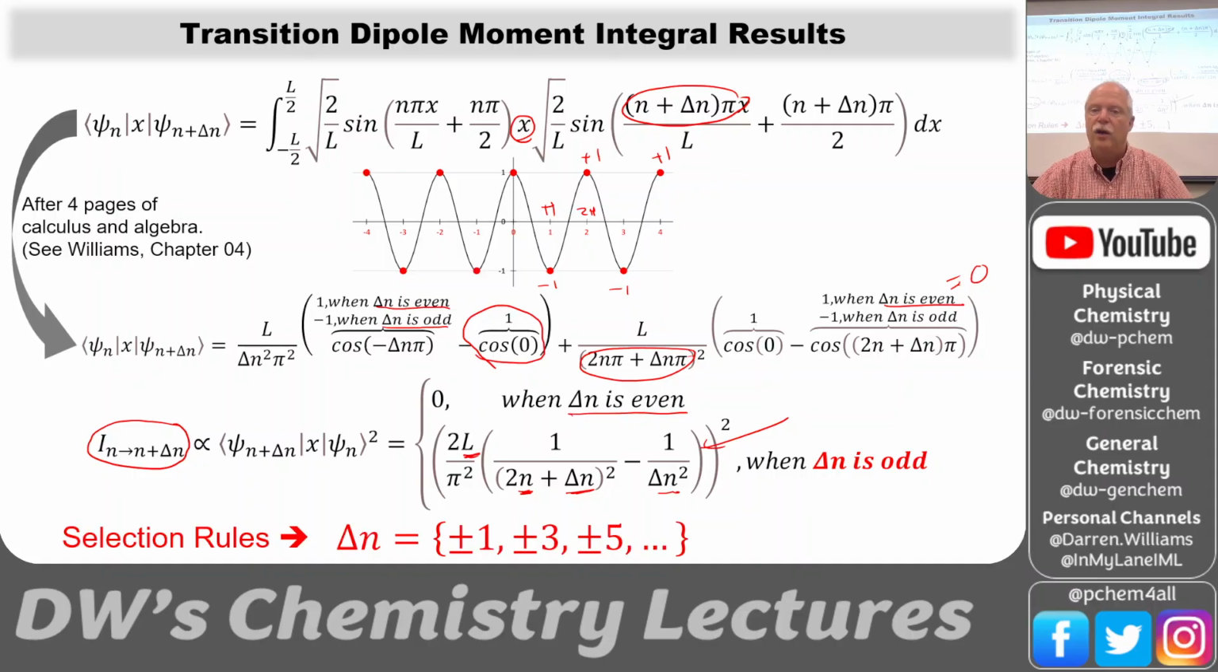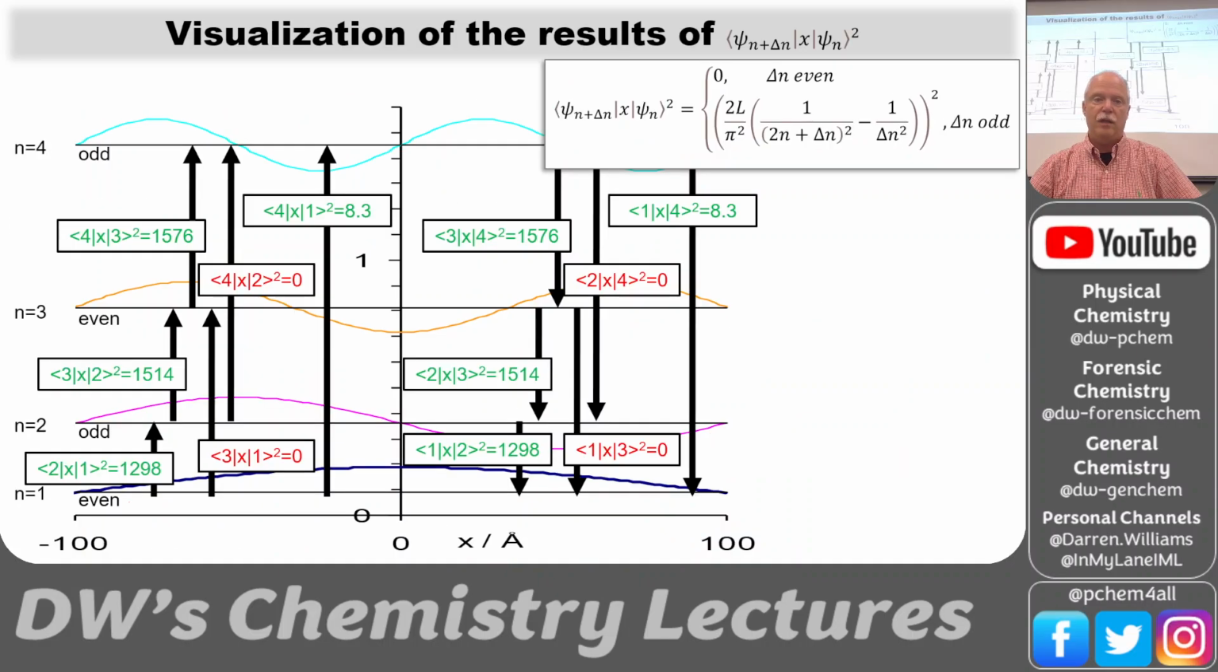And so these are what we call our selection rules. It's where the intensity is non-zero. What do I mean by selection? Well, we have all those possible transitions, and we're selecting the ones that are non-zero. So the selection rules tell us which ones are non-zero. And so now we can look at this, and these are all the possibilities.